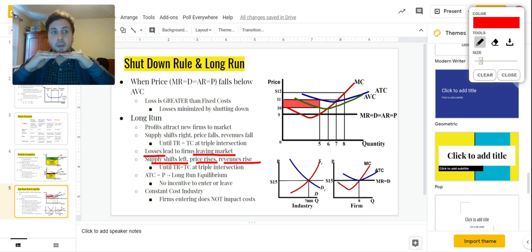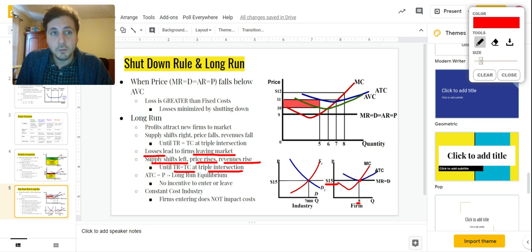All firms are getting more revenue because firms are leaving, so they get a bigger piece of that pie until TR equals TC once more, right? Triple intersection, where there's no incentive for firms to enter or firms to leave because our economic profit is zero, because total revenue and total costs are equal.